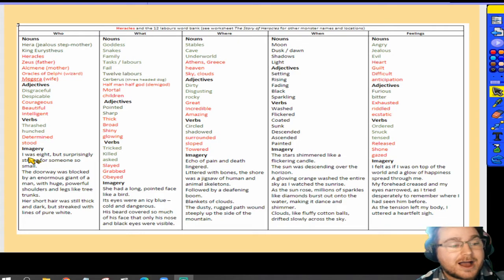For example, down here: 'I was eight, but surprisingly strong for someone so small, and the doorway was blocked by an enormous giant of a man with huge, powerful shoulders and legs like tree trunks.' That's just really good. We're not expecting you to write that, but you can think, oh, enormous giant of a man, what great language. And you can use it in your writing too. Especially if you are going down the gods route and you are writing as a god, there are some great things here. Things about Athens and heavens and skies and clouds that we haven't discussed yet. So please have a little look and use it.